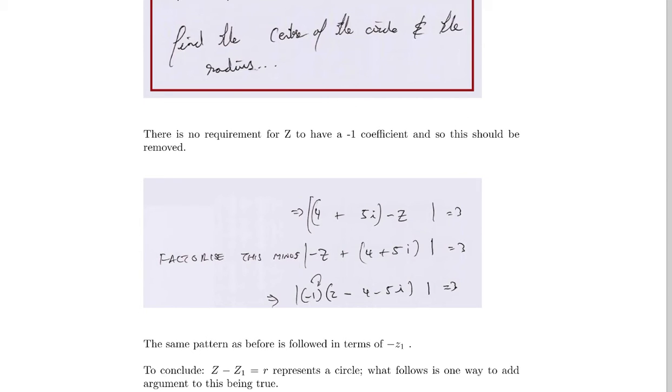I notice there's a minus z just floating around, but we know that the equation is z minus z1. There is no minus in front of the z. So I bring it forth and I factorize out minus 1 from all of them such that it stays legitimate factorization. The absolute value of minus 1 is just 1, and 1 times anything just leaves this completely out. So what I would have is just this part here, z minus 4 minus 5i equals 3.